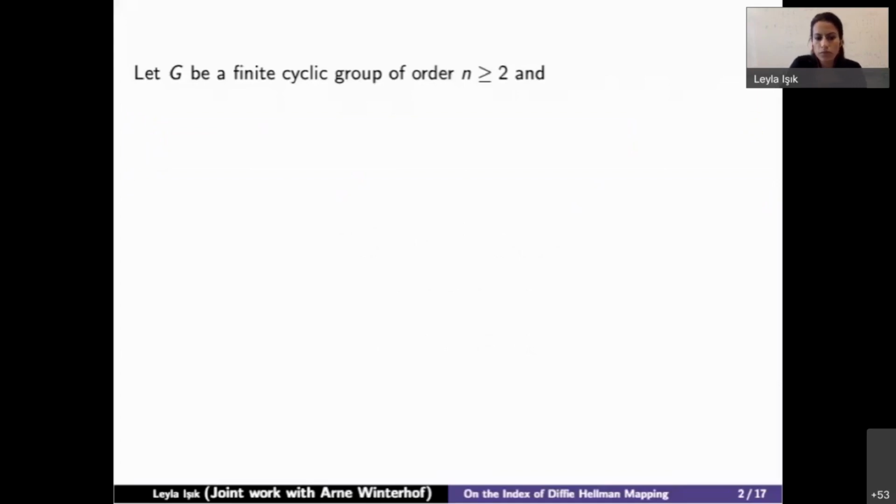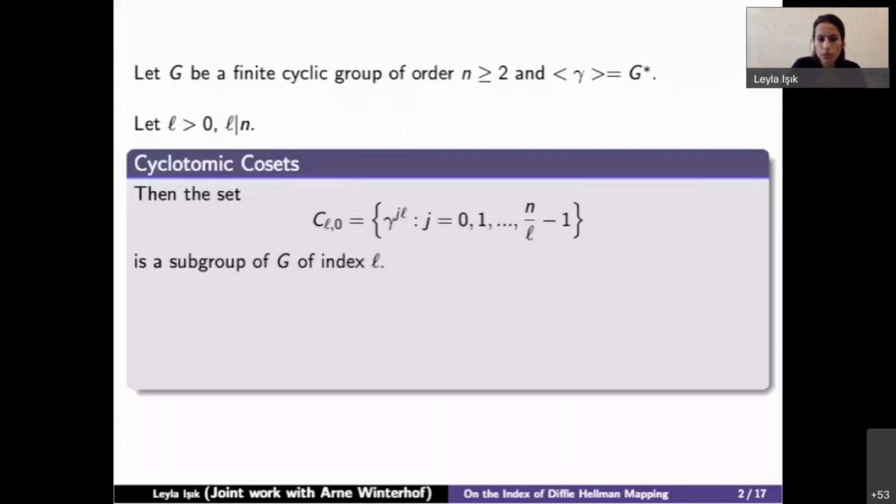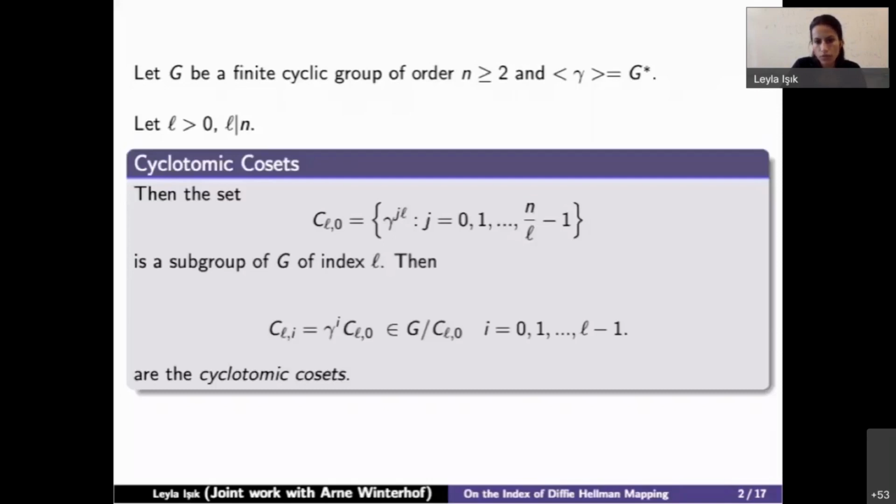Before giving the definition of index, I have to give some terminology and first talk about cyclotomic cosets. We have a multiplicatively written finite cyclic group G with order n, and we take a generator gamma for our group G. Let L be a positive divisor of n, then the set of L-th powers is a subgroup of G of index L.